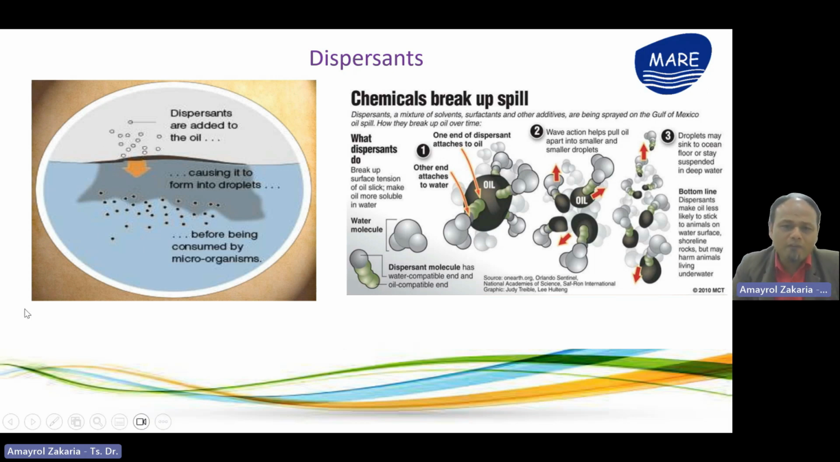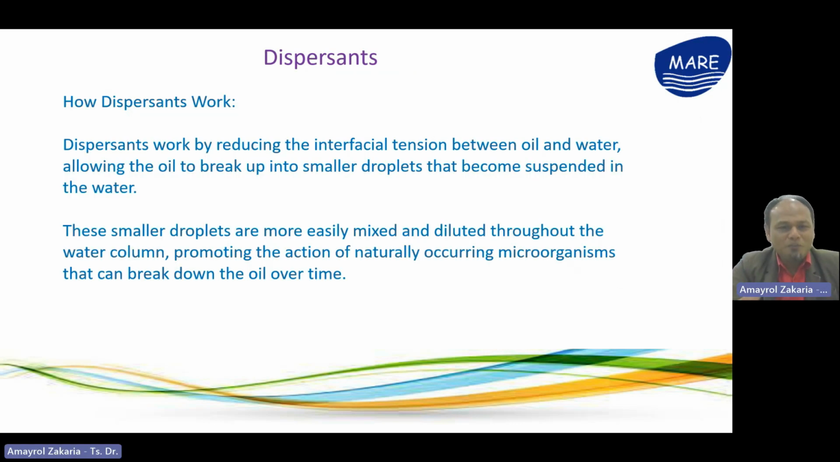All right, you can also see from the figure here, when dispersant is added to the oil, it will cause it to form into droplets before being consumed by the microorganisms. For example, the fish in the open water will not eat the oil spill, because the oil spill basically has been broken up by the dispersant chemical.